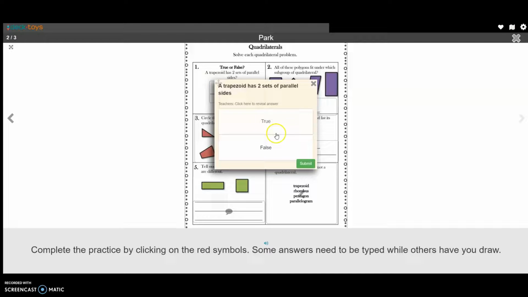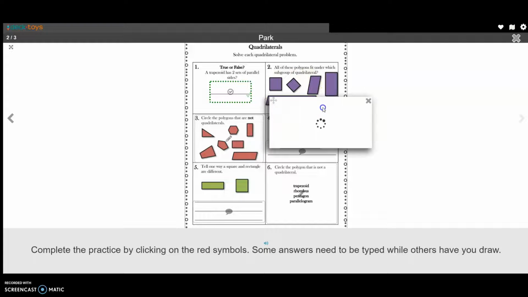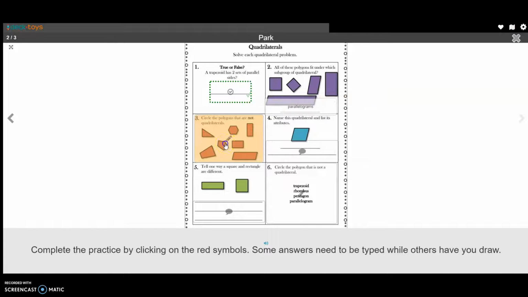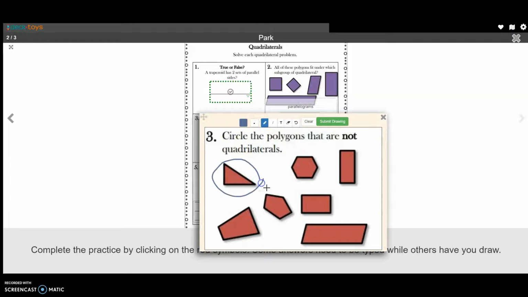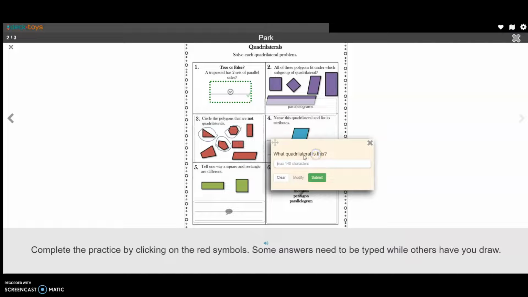So a trapezoid has two sets of parallel sides. That is false. Oh no, that is true. All these polygons fit under which subgroup of quadrilateral? They are parallelograms. Circle the polygons that are not quadrilaterals. Boom, boom, boom. Submit. Name the quadrilateral and list its attributes. That's a parallelogram, and it has parallel sides.